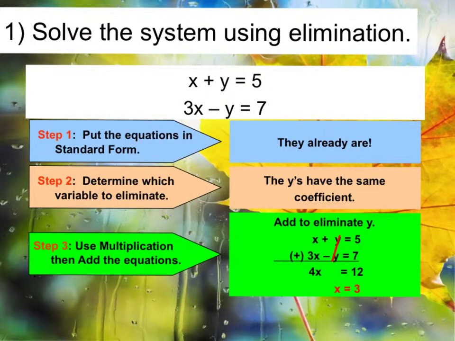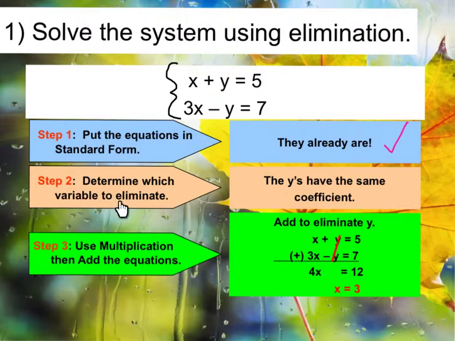Here we have our system of equations, and we need a curly bracket there. So there's your curly bracket to demonstrate it's a system. Step 1 asks us to put the equations in standard form. And guess what? They already are. So step 1 is done for us. I always like when that happens.